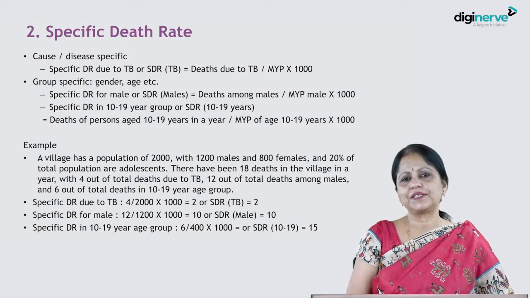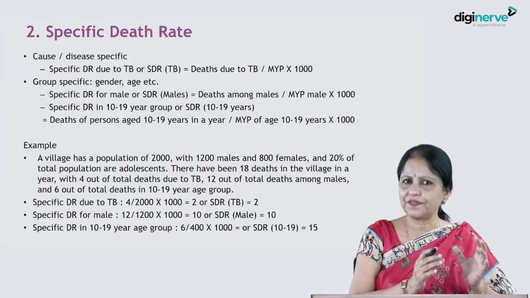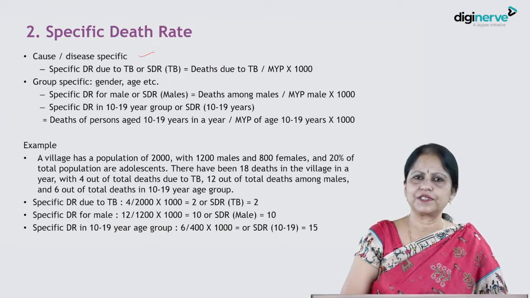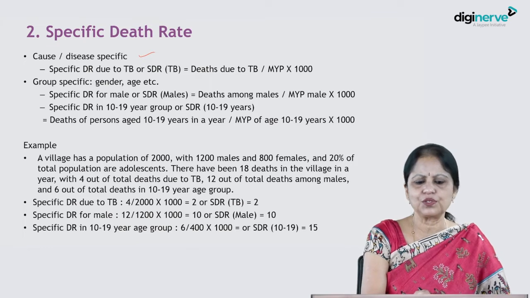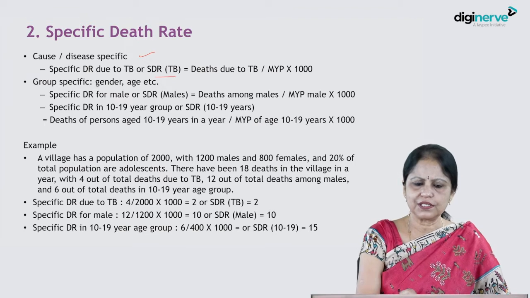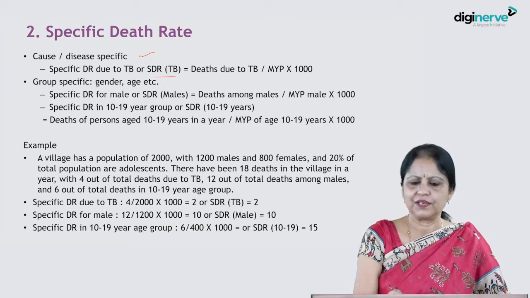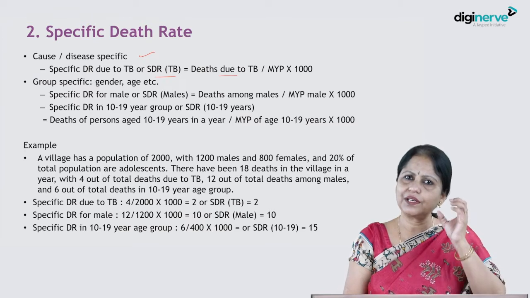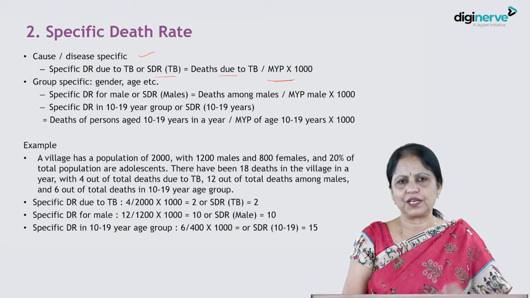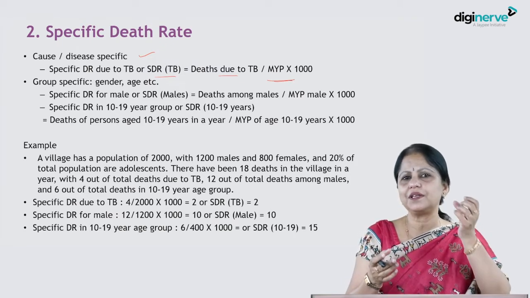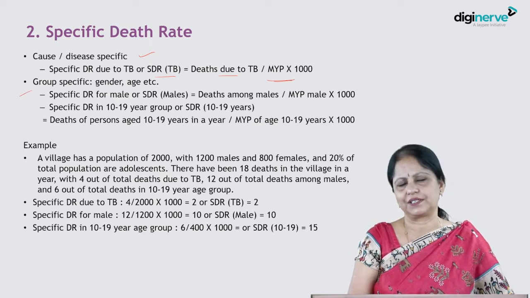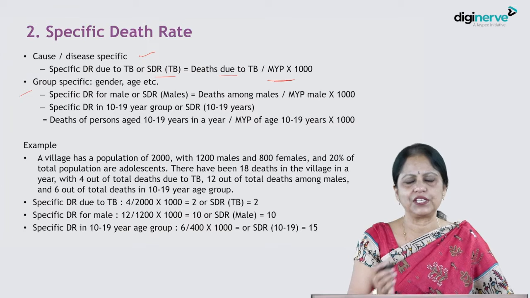Next is the specific death rate. This is specific for a disease or specific for a group, so cause or disease specific death rate. Suppose, for example, we take tuberculosis. The tuberculosis SDR or specific death rate will be equal to the deaths occurring due to tuberculosis divided by the total mid-year population. That means out of the total population, how many are dying due to tuberculosis? Similarly, we can have group specific death rates according to gender, age, whatever.